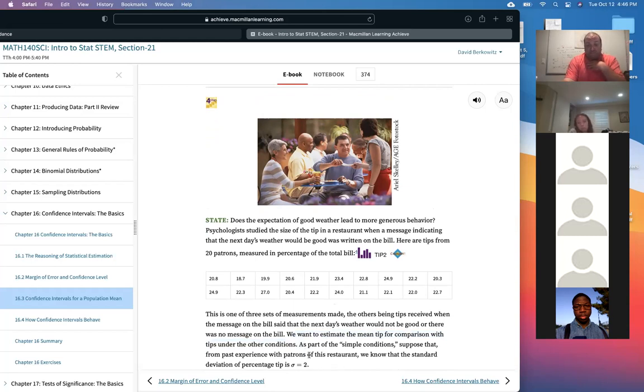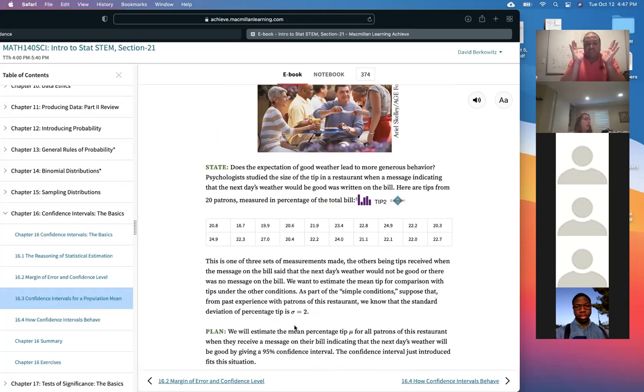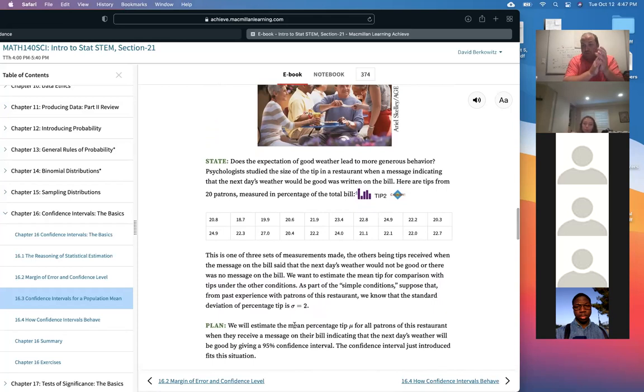Now, look at this last sentence. As part of the simple conditions, suppose that from past experience with patrons of this restaurant, we know that the standard deviation is sigma equals 2. Notice how they are giving you sigma. So sigma is equal to 2. What is n? What is my sample size? Is it 20? 20.